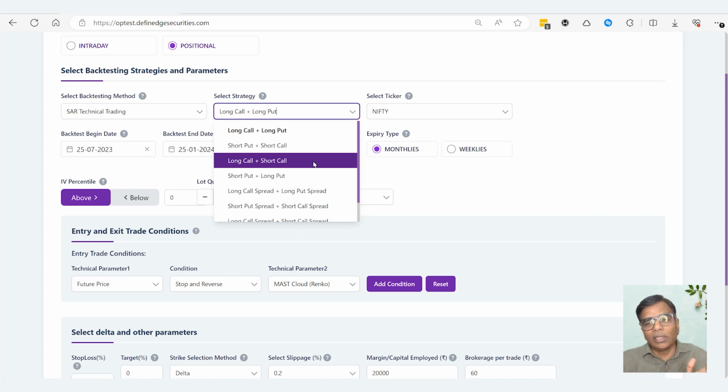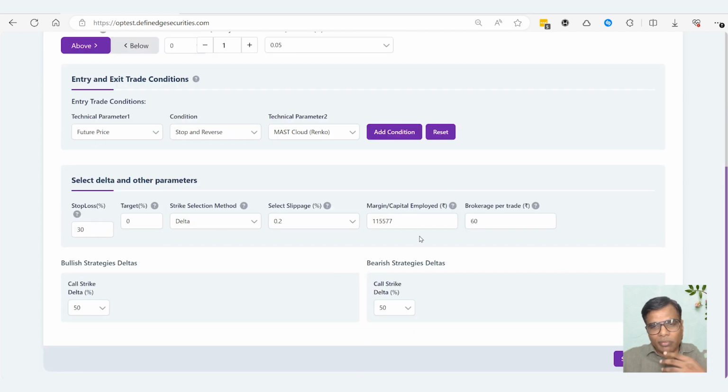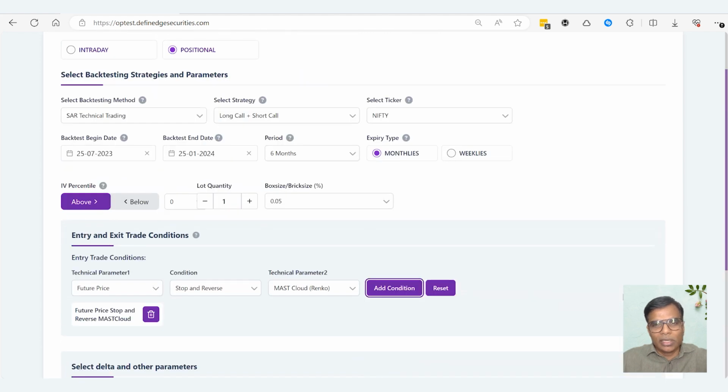But instead, if we can do long call and short call, maybe we can capture big moves with long call and some big moves on the put side, like on the short side with short call. Let's see then what happens. Does it change the results? Okay. Here the margin requirements may be slightly higher because there is a short call involved. Okay. Now everything stays the same. We add the condition here and everything remains the same.